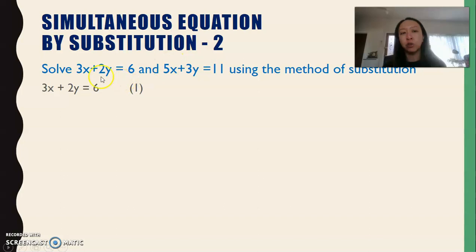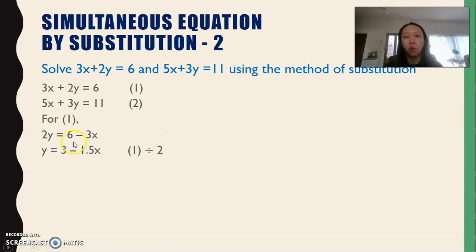That's the first equation, and that's the second equation. If I choose the first equation and make y the subject, this will become the same situation as what we have learned so far. So for example, 3x plus 2y equals 6. If we move the 3x across the equal sign, it's going to be 2y equals 6 take away 3x.